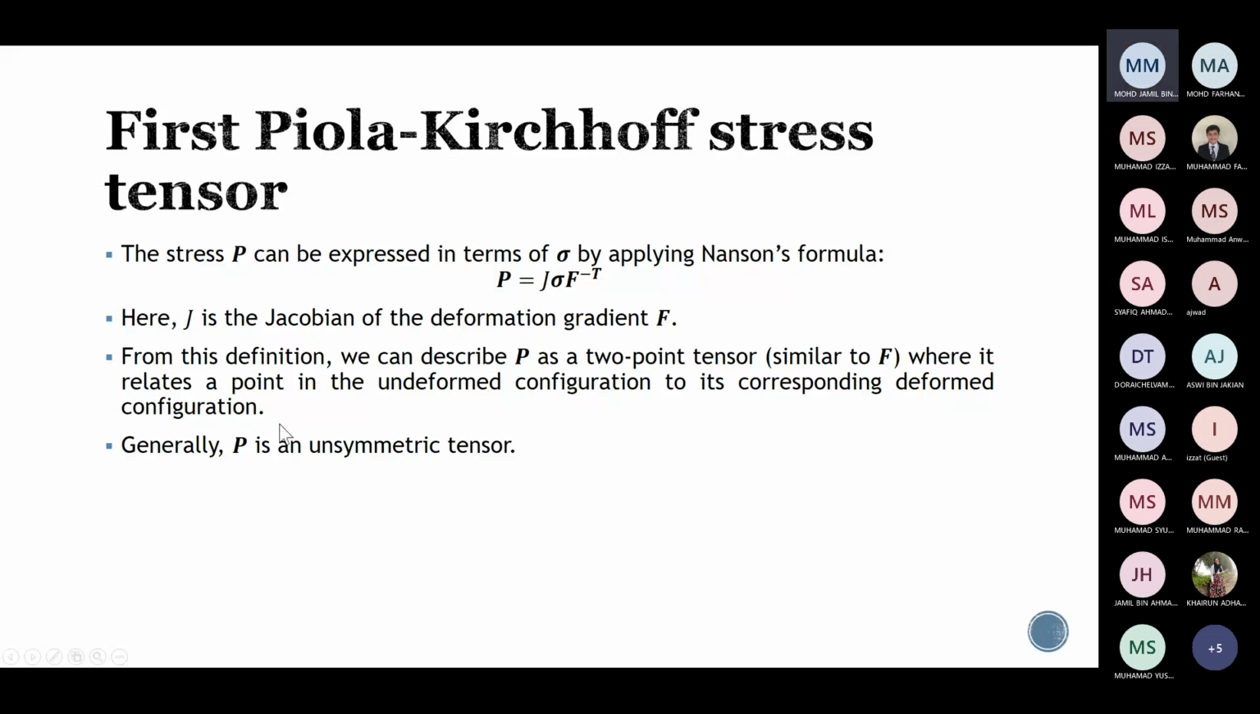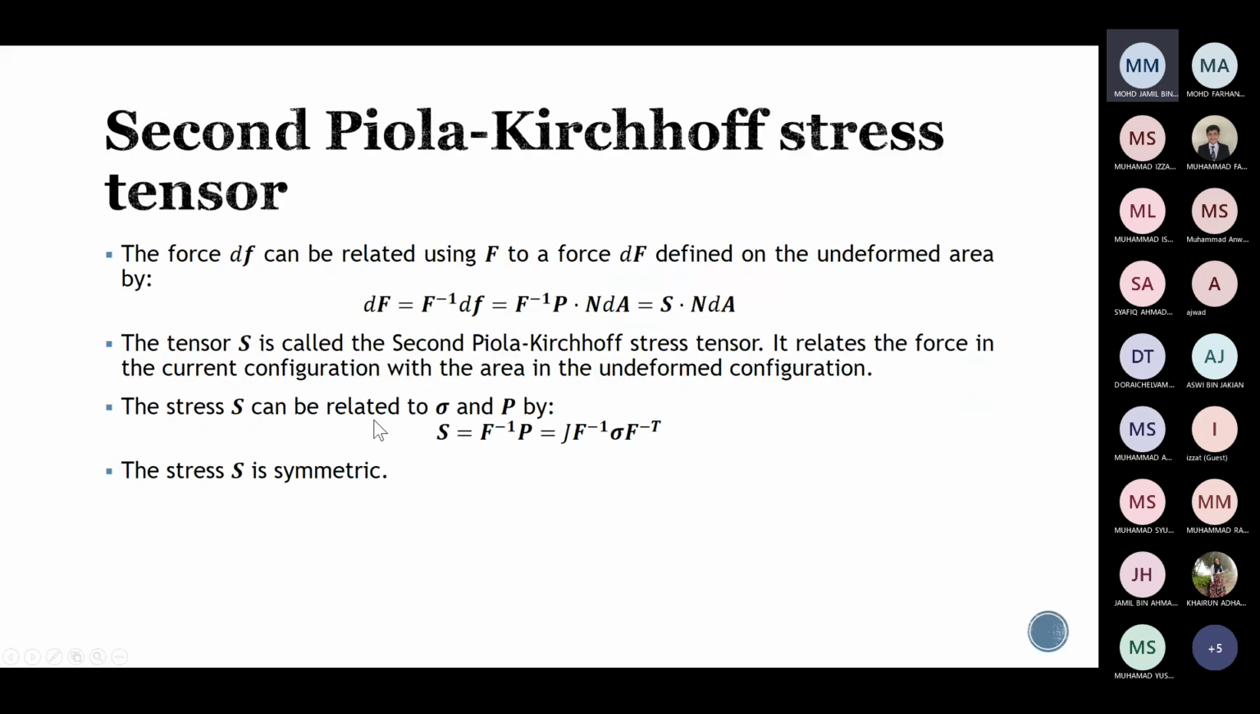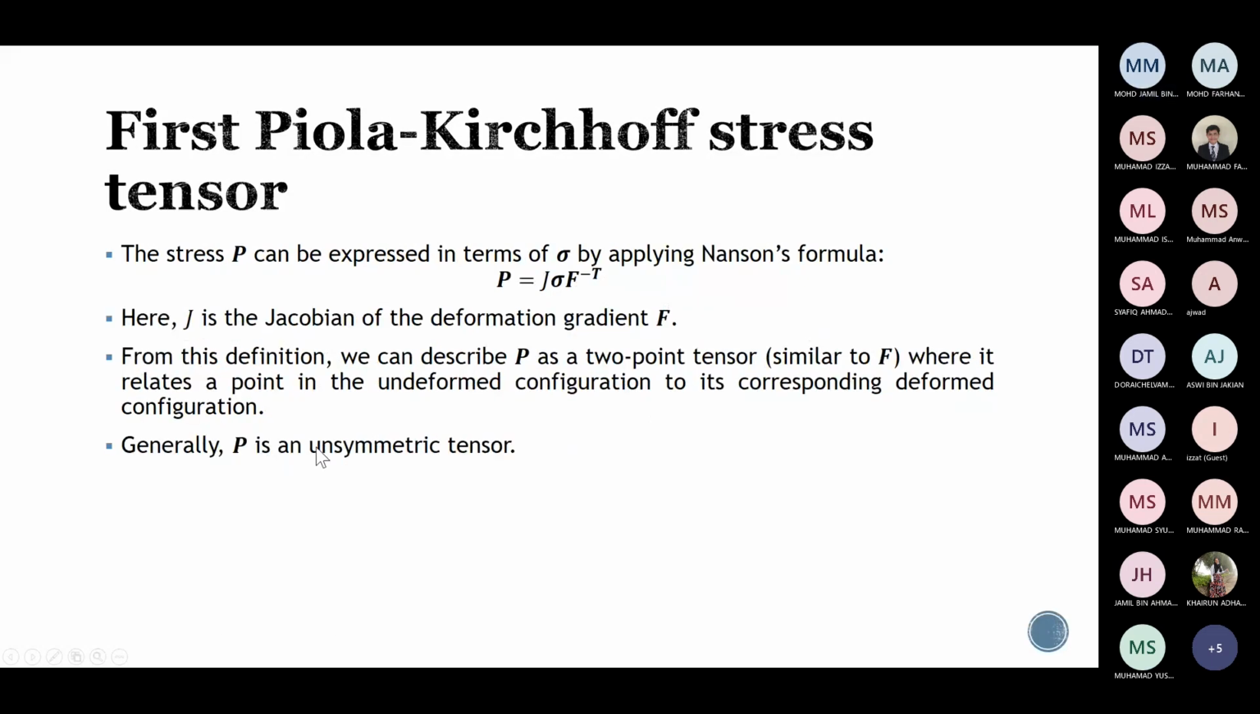By derivation, again, P is an unsymmetric tensor. So when you calculate P later on, you must make sure that the P you calculate is an unsymmetric tensor. Okay. So that's P, the first Piola-Kirchhoff stress tensor.